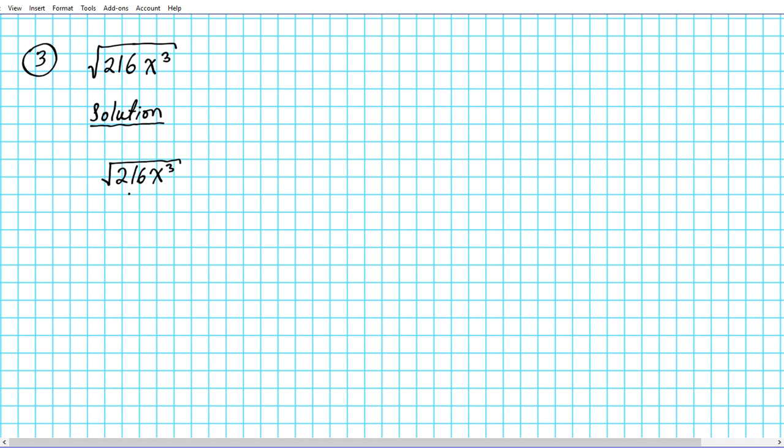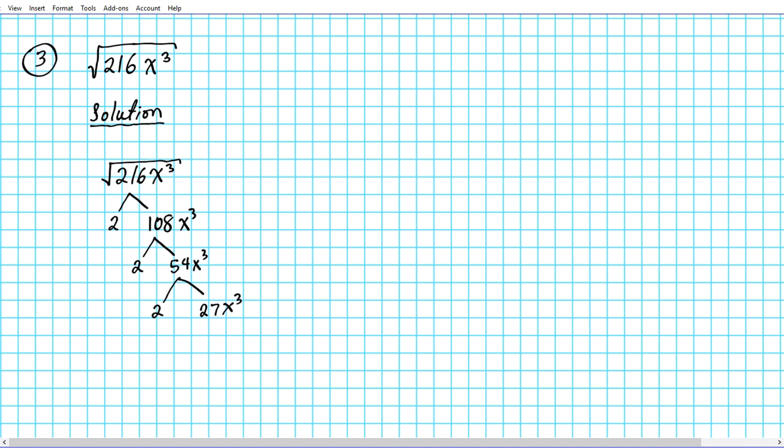Using our prime factors, this is even, so 2 goes into 216, 108 x to the 3rd times. 2 goes into 108 x to the 3rd 54 x to the 3rd times. It's still even, so 2 goes again into 54.